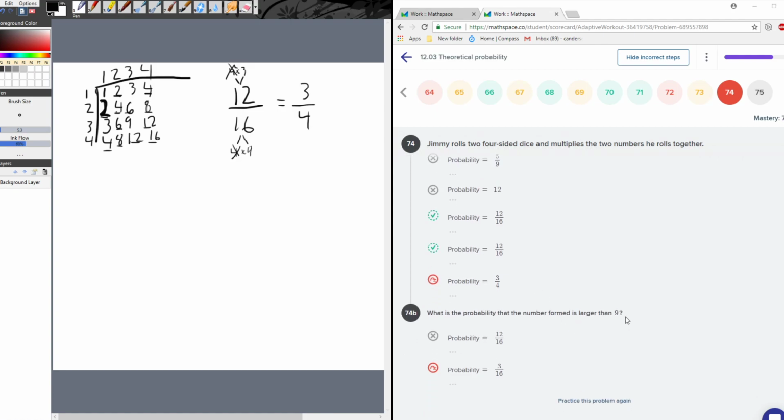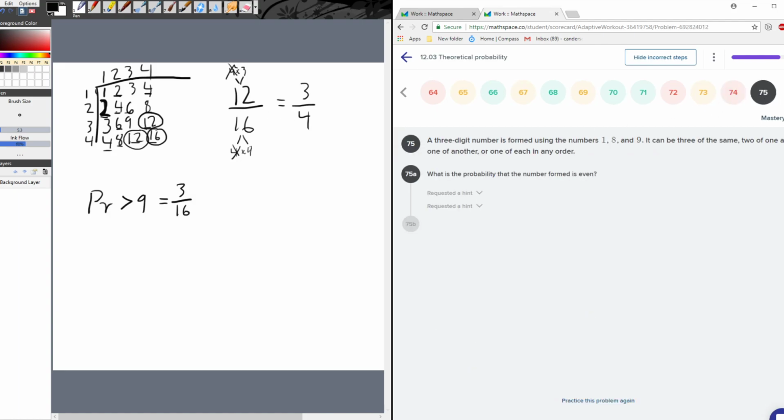Now, what's the probability that the number is larger than 9? Well, we have only 3 numbers here, which are larger than 9, because we don't want 9, we want bigger than 9. So the probability of getting a number larger than 9 is equal to 3 out of 16. Hope this helps with the questions on this type of problem.